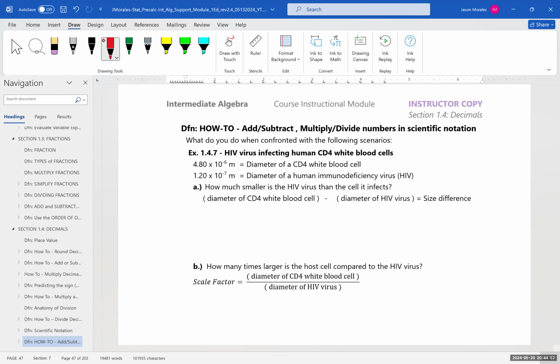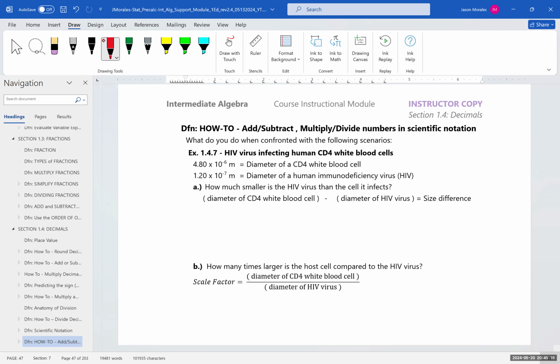Okay, so we've looked at converting from scientific notation to decimals, and then we've looked at converting decimals back over to scientific notation. How do you add, subtract, multiply, and divide numbers in scientific notation? How do you work with them? So I've got kind of a simple example.